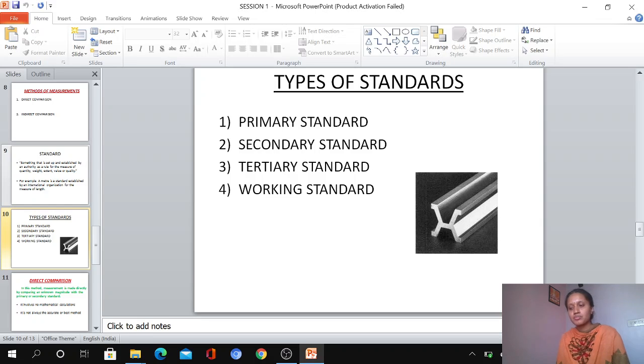And tertiary standards are found in laboratories and workshops, and working standards are what we use in laboratories and workshops in educational institutions. So see, this is the primary standard, the international prototype meter, and it is made of metal. That's why it is also known as a material standard. It is preserved under good environmental conditions, which means its measurement should not change. 1 meter is equal to 100 centimeter, like that. It should be very accurate.